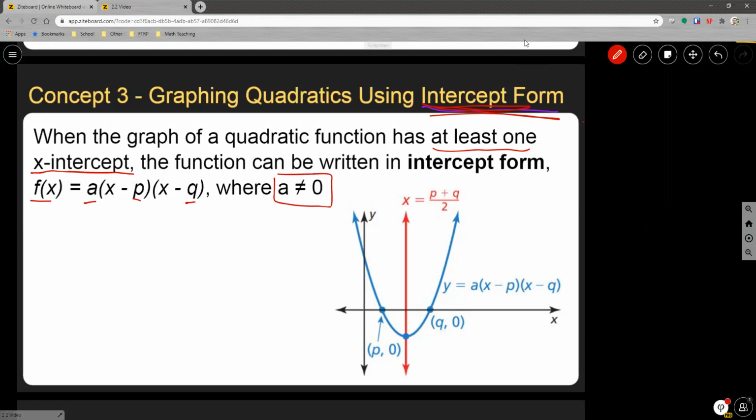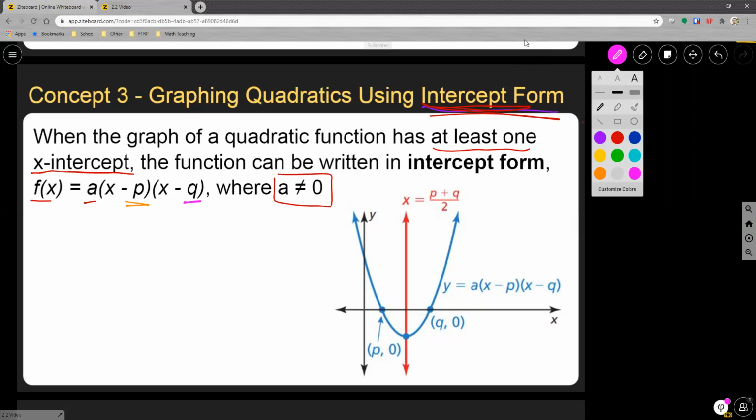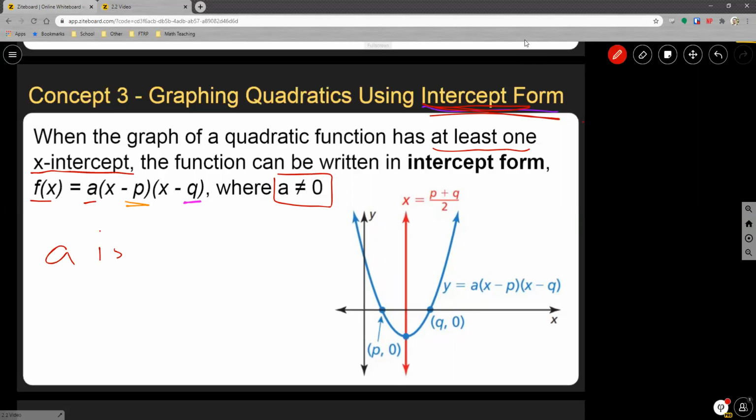You'll first notice right away that that a value is the same in all three of our different forms here. It handles the same thing in all three of them. If the a value is positive, we're going to have a quadratic pointing up. So a is positive, we get a quadratic that looks like this. And if a is negative, we get a quadratic that looks like that. So that controls our stretch and shrink and our reflection in all three forms: vertex form, standard form, and intercept form.